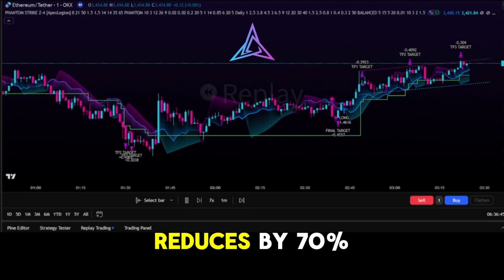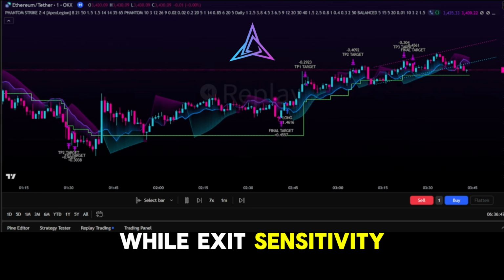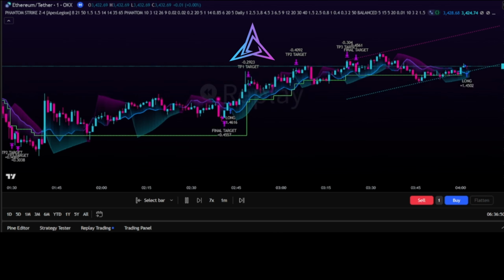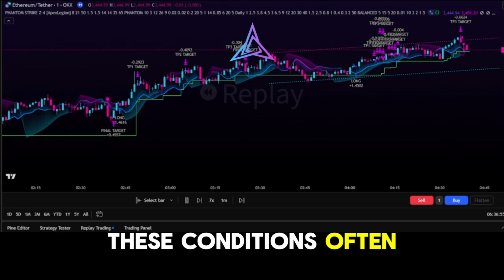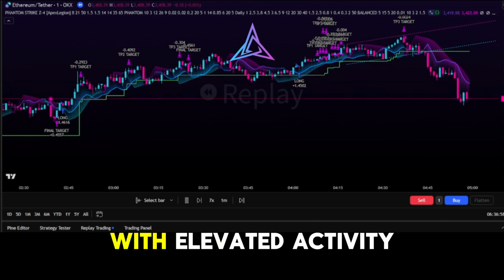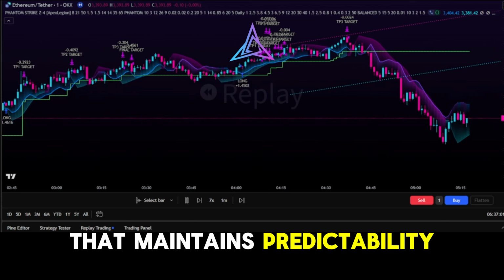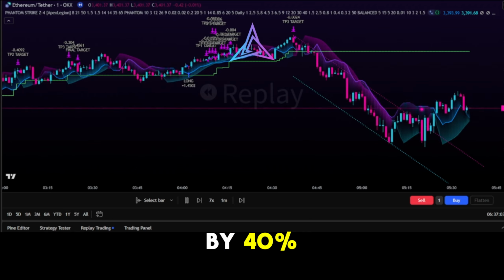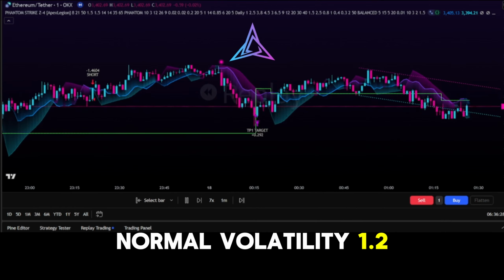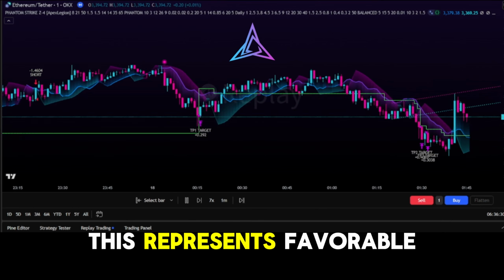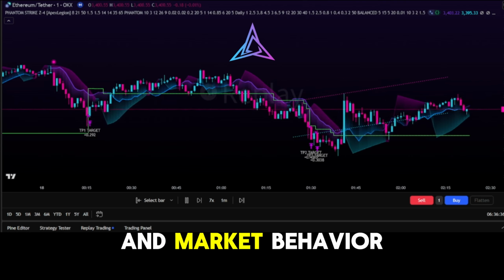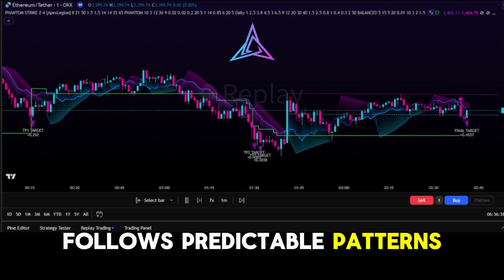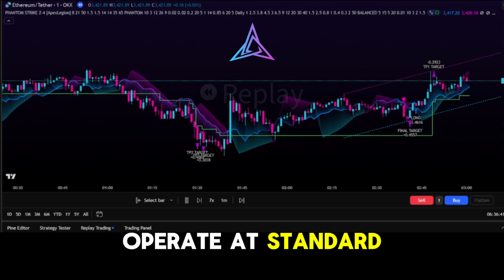Position sizing automatically reduces by 70%, while exit sensitivity increases by 50%. High volatility, 1.8 to 2.5x average: these conditions often represent strong trending environments with elevated activity that maintains predictability. Position sizing reduces by 40%, while maintaining standard signal generation. Normal volatility, 1.2 to 1.8x average: this represents favorable trading conditions, where technical analysis provides reliable signals and market behavior follows predictable patterns. All strategy parameters operate at standard settings.